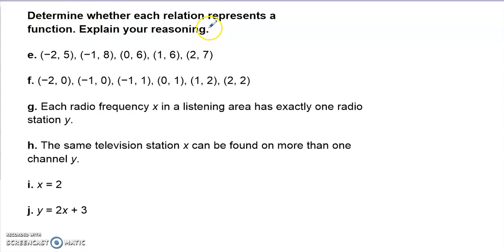Alright, determine whether each relation represents a function. Explain your reasoning. Remember, if x repeats, it is not a function, okay? So right here, I'm just going to underline all of my x's. So we've got -2, -1, 0, 1, and 2. Because these are all different x's, this is a function.